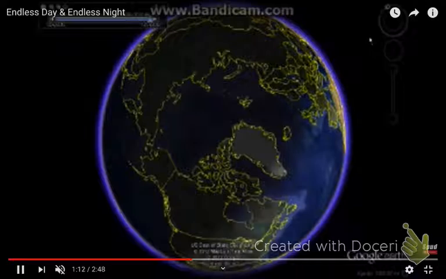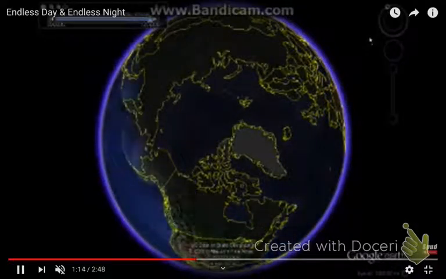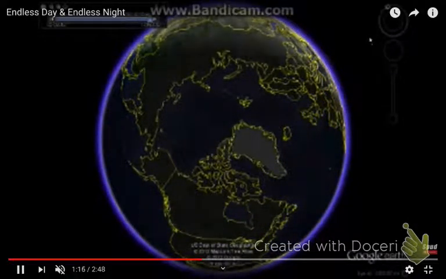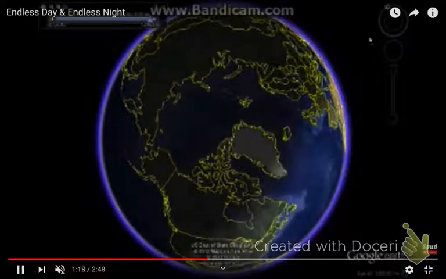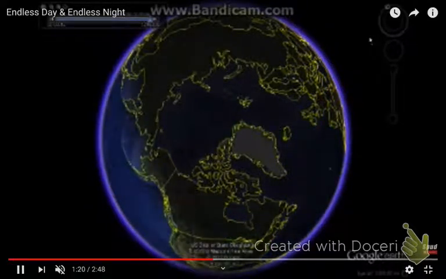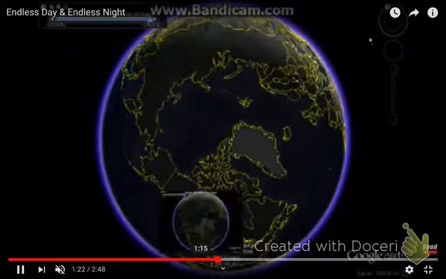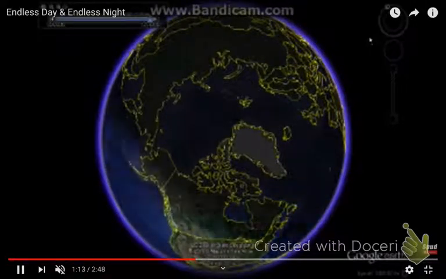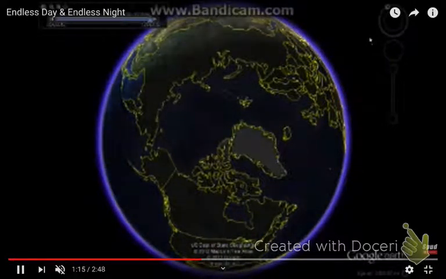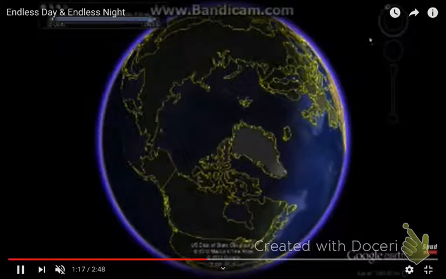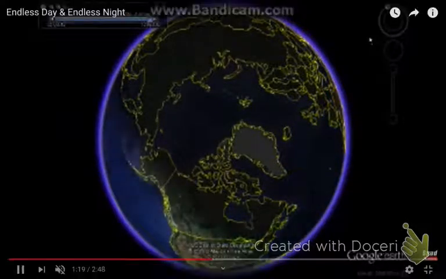Does the North Pole, or this area right here, ever go into daylight? No, it's nighttime. You saw this in your lab when you did the most extreme angles. So just to keep this plain, it's going to stay consistently night. We call this endless nights or perpetual nights.